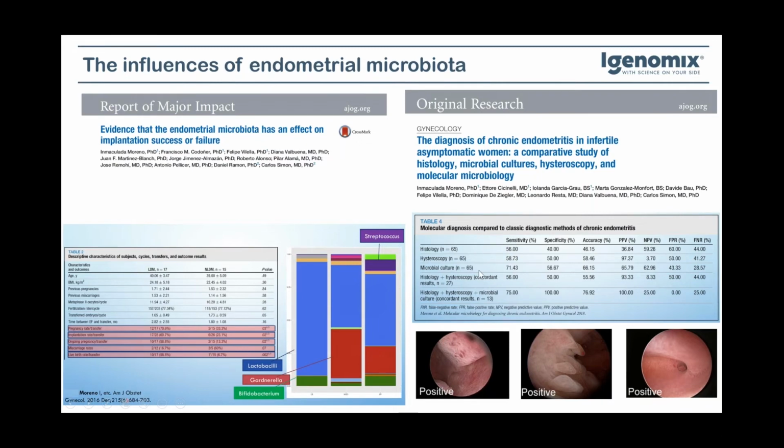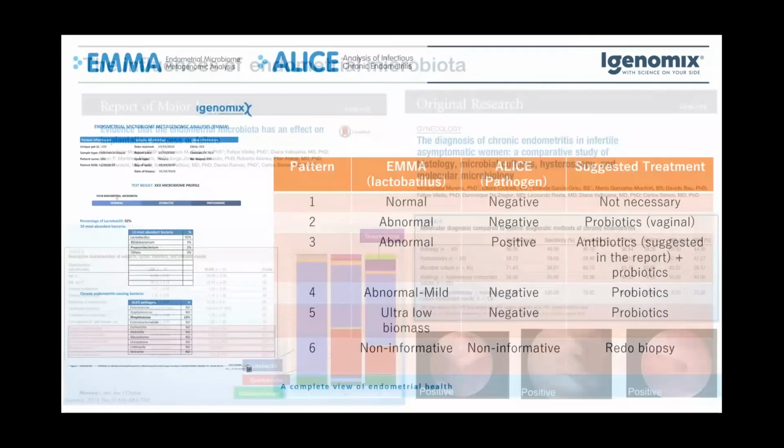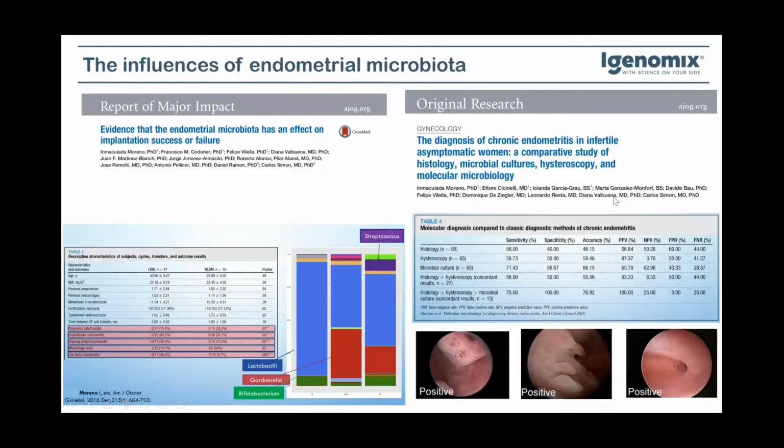endometritis. On the right side, we compared the traditional ways of diagnosing CE with 16S rRNA sequencing, and found that none of them is perfect. But our ALICE could be an option for diagnosing chronic endometritis.